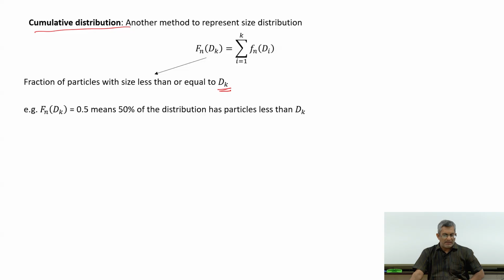Okay, so for instance, if I say for this size dk, the cumulative probability is 0.5. If you get a value of 0.5, this means that 50% of the total number of particles are below this size dk. Okay, so what will be the cumulative probability of the maximum size? Whatever maximum size you have, what will be its value? It has to be 1, right, by definition.